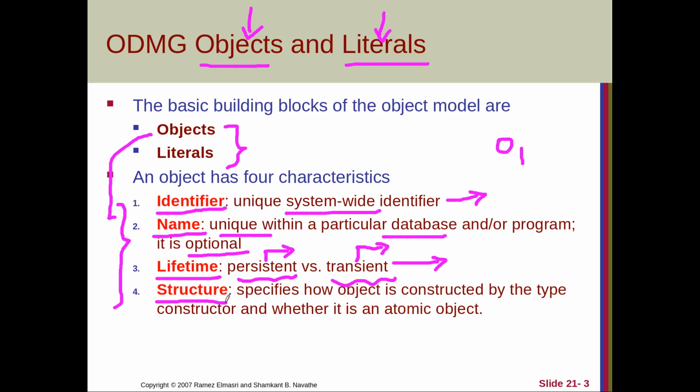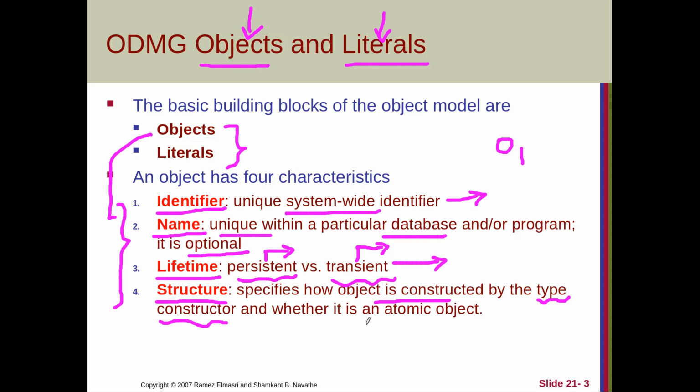Then the fourth one is the object structure. The object structure specifies how an object is being constructed, or which type constructor is being utilized for a particular object. What type? We have seen some general types like atom structure, tuple structure, list structure, set structure, bag structure, etc. So all these are different forms of type constructors. So the structure portion will decide by using which type constructor the object will be constructed. That will be decided by the structure of the object.